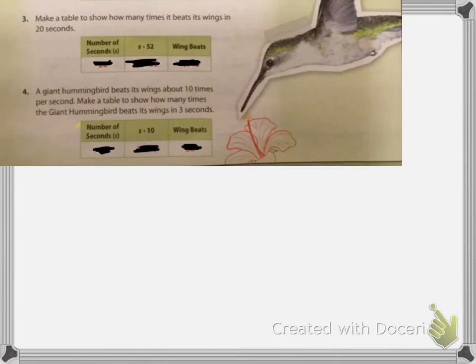Okay, so now we're looking at still textbook page 579, and it says to make a table to show how many times it beats its wings in 20 seconds. So they want you to fill in the entire table. So remember, the 20 seconds, which is right here, is going to go in the number of seconds. So let's go ahead and fill that 20 seconds in there. And then we're going to substitute this 20 that we just erased. We're going to substitute the 20 for the S right here. So we're going to go ahead and reveal the equation, which is 20 times 52.